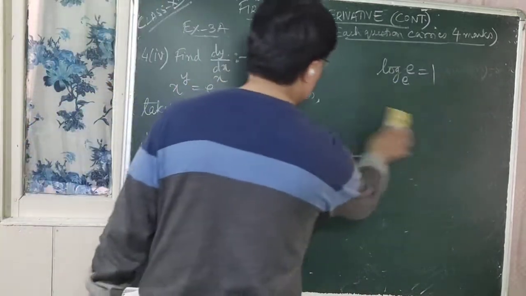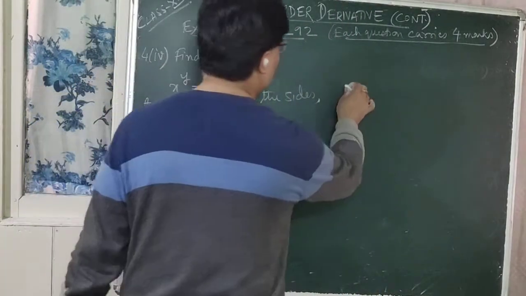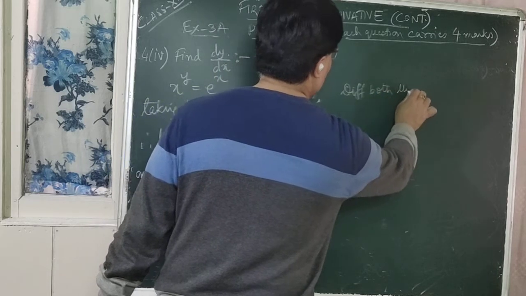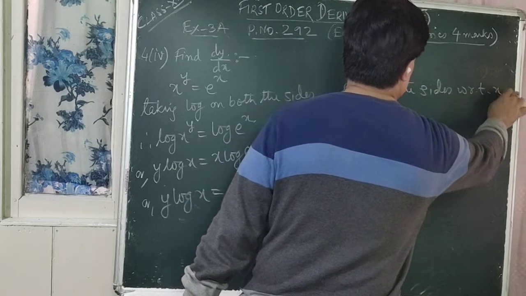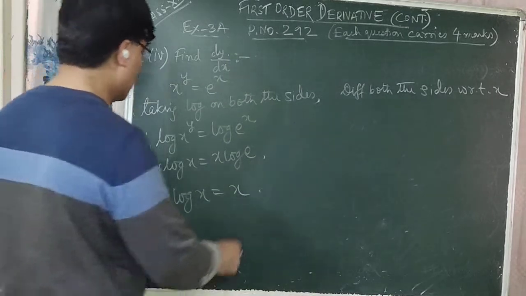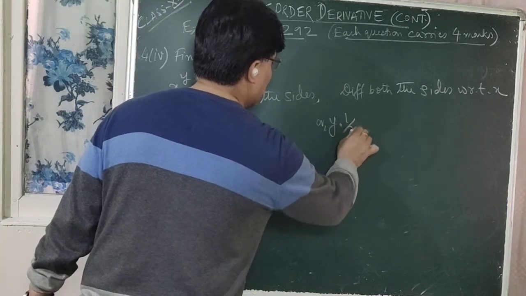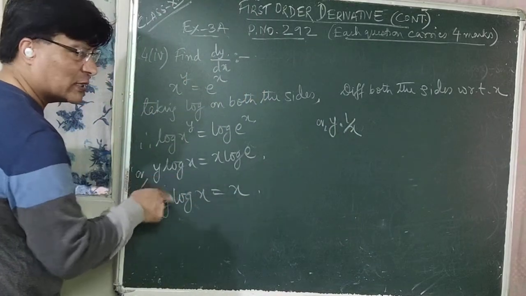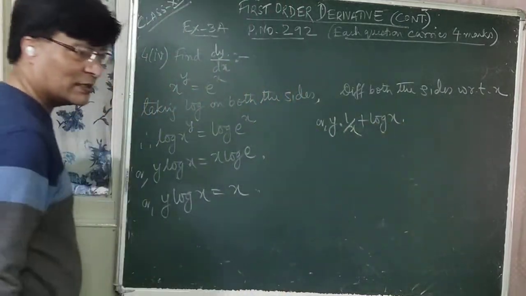So in this case, you can differentiate directly with respect to x. Let us differentiate it directly. Differentiating both the sides with respect to x, okay? So it is y into 1 by x. UV rule is applied. y is kept as it is into d by dx of log x, which is 1 by x, plus log x into what?